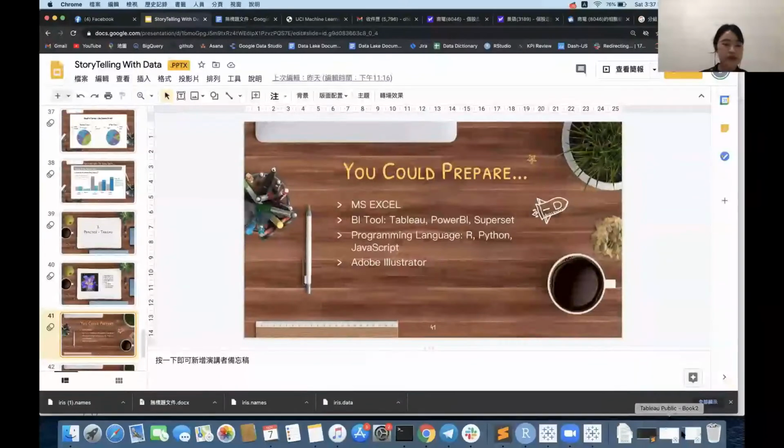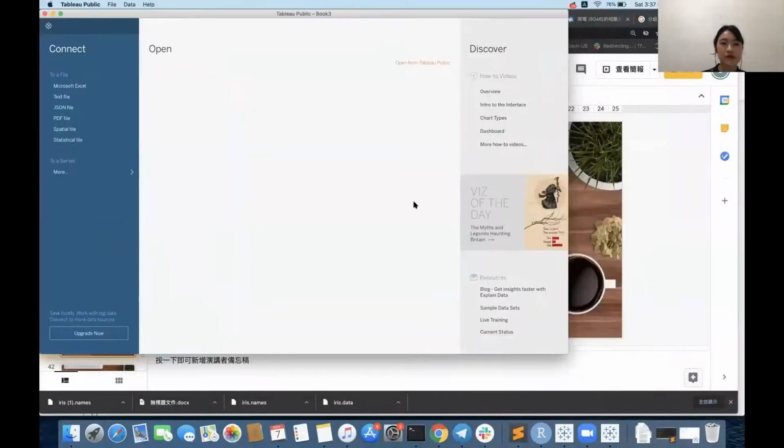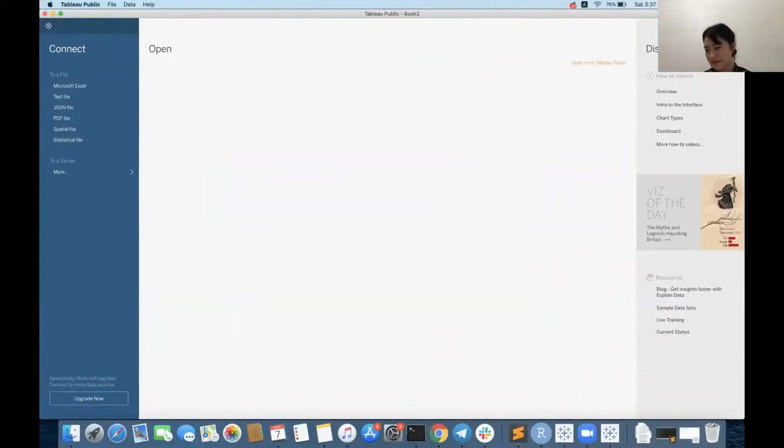And then if you have already downloaded, please just open your Tableau Public. Does anyone need more time? I think you're good to start.